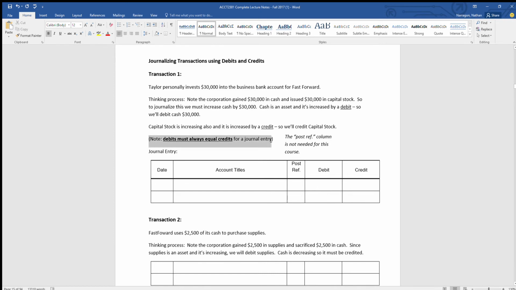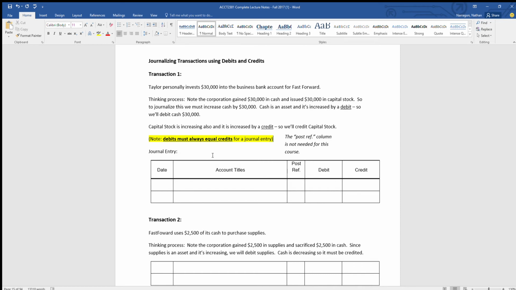Big thing. Highlight this. Do whatever you need to do. Highlight, highlight, highlight. Debits will always equal credits, no ifs, ands, or buts. So if we at least figure out one half of the journal entry, we know that at least the other half has to be the opposite.